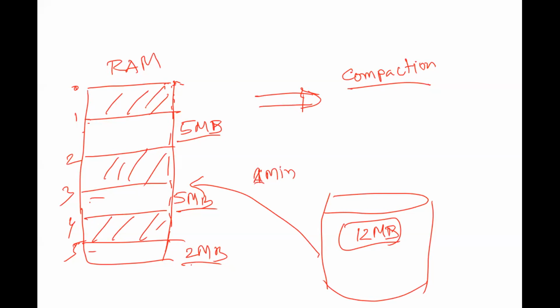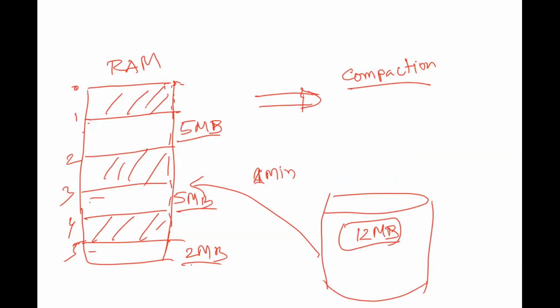Let's say every 1 minute, what will compaction do? Compaction will put all the holes together and all the processes together. What does it mean? Every 1 minute interval, the CPU will execute a program that will put all processes together. Let's say not from there, we can make it in here.